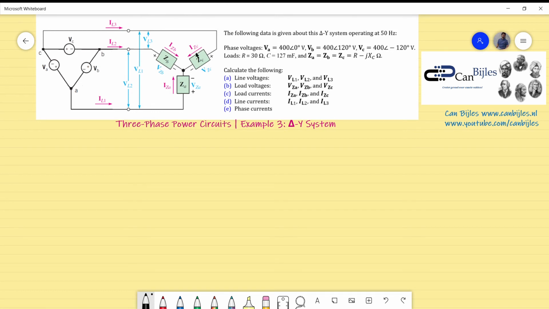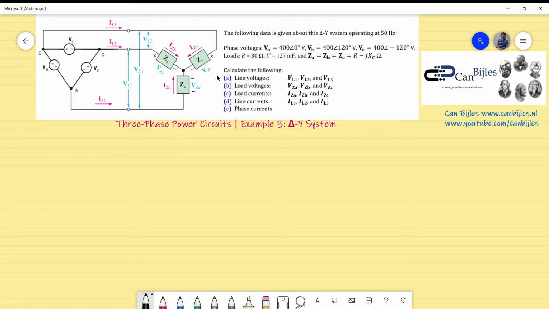The loads are all the same. ZA is equal to ZB is equal to ZC. And there's a series connection of a resistor and a capacitor, and this is the reactance of the capacitor. The values of the resistor and the capacitor are shown here: 30 ohms for the resistor and 127 millifarads for the capacitor.